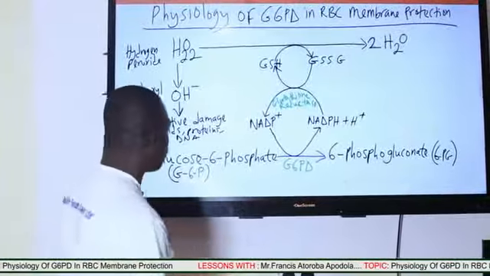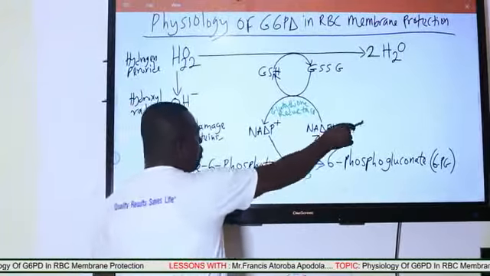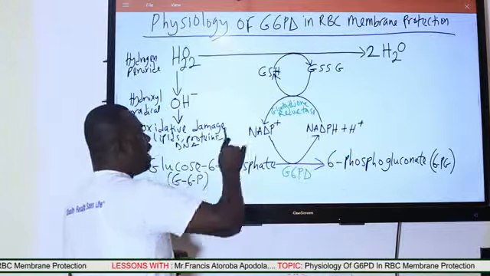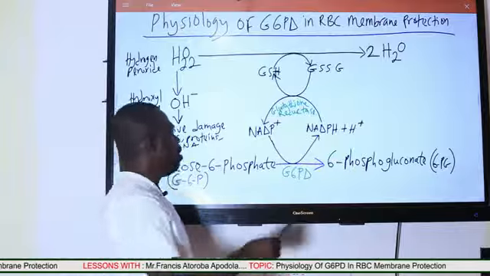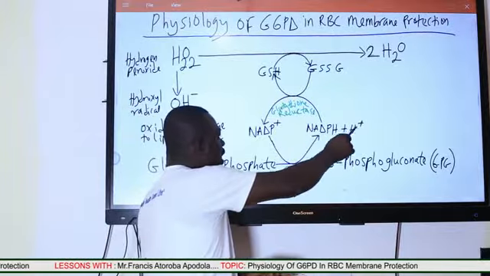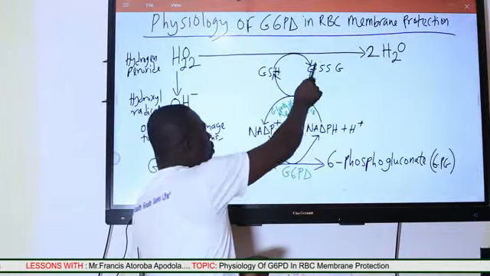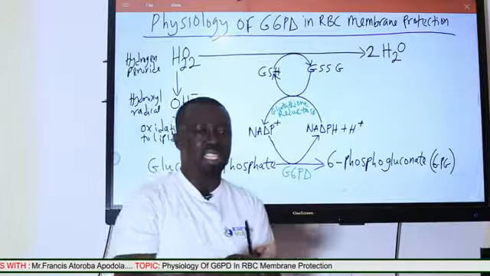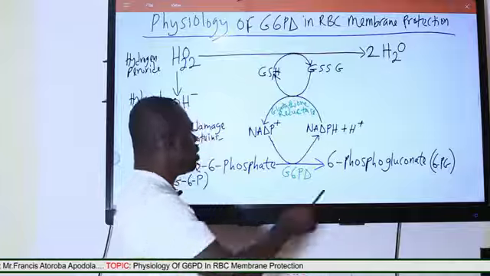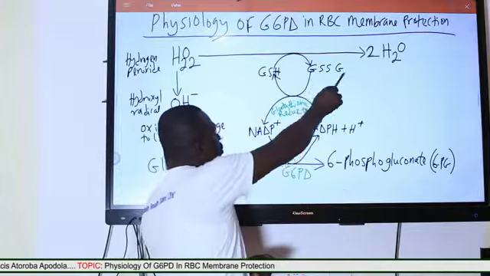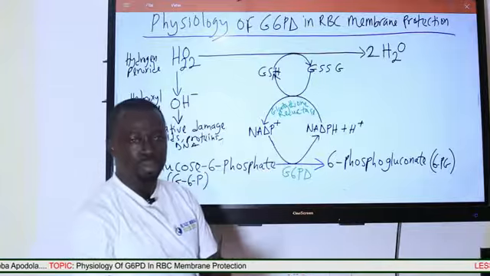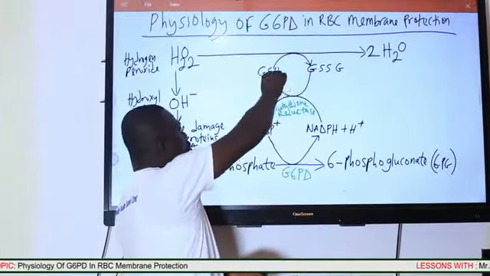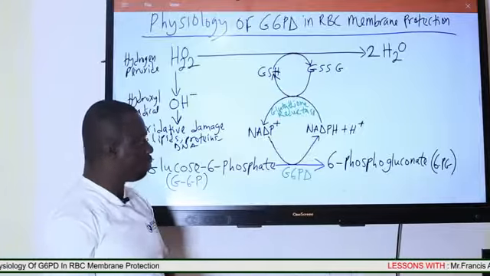Now that we have formed the NADPH, which is the reduced form of NADP+, this reduced NADPH now reacts with GSSG, which is oxidized glutathione. So NADPH reacts with oxidized glutathione, converting the oxidized glutathione to reduced glutathione.